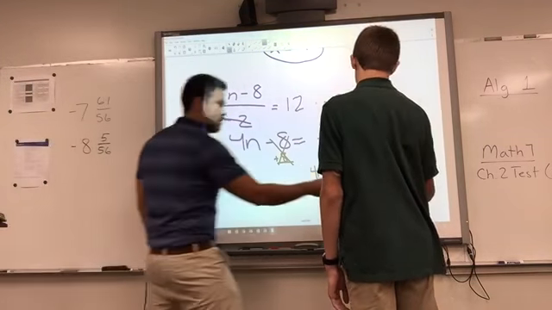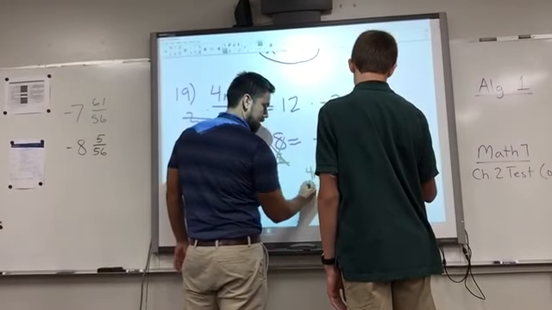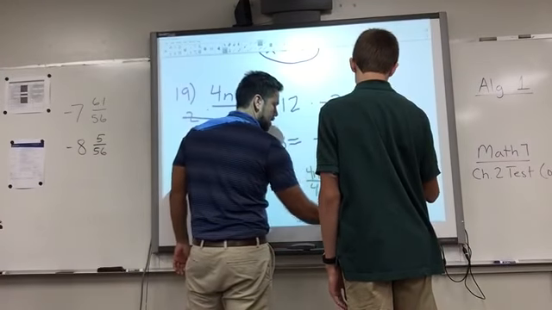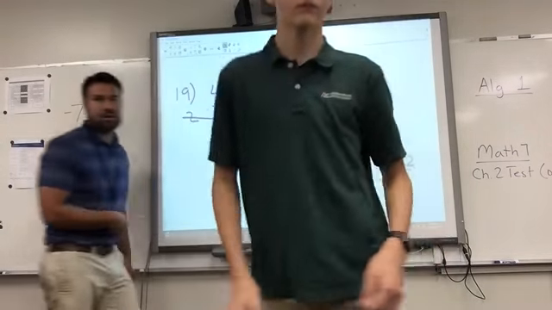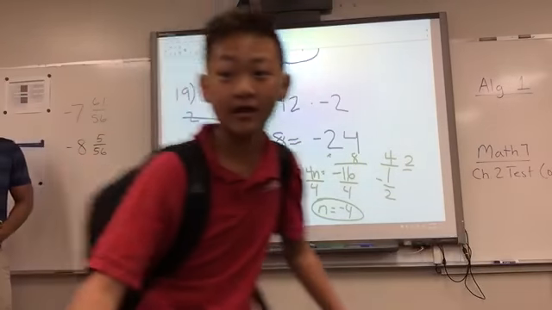You had to divide both sides by 4. So you get n equals negative 4. All right, who got n equals negative 4? Yep. Okay, listen up, boys.